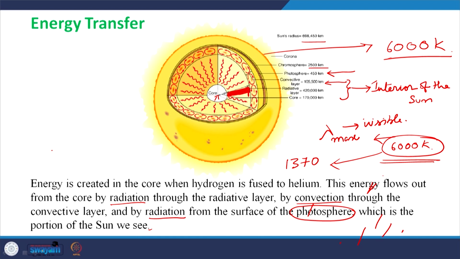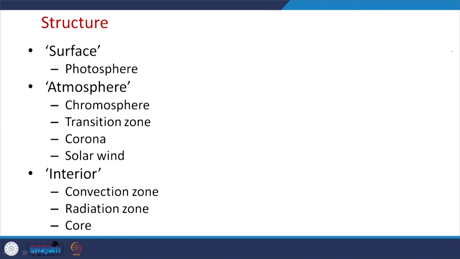Now, we will have a look inside this star. We will try to see how it looks. Okay. So, the structure of the sun is generally: the surface is the photosphere; the atmosphere is the chromosphere, transition zone, corona and solar wind. The interior is the core, radiative zone and convective zone or convection zone. So, this is how it looks.